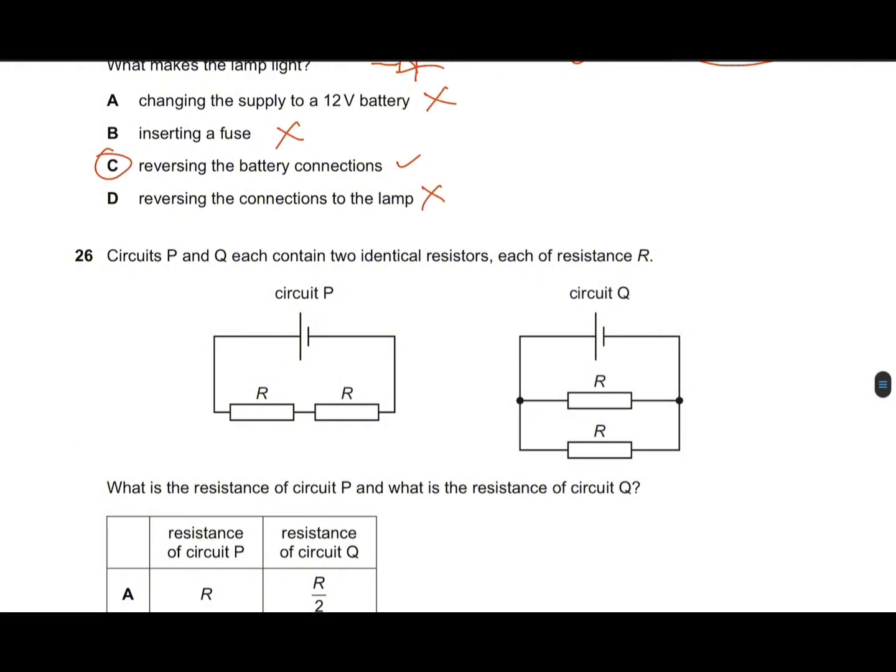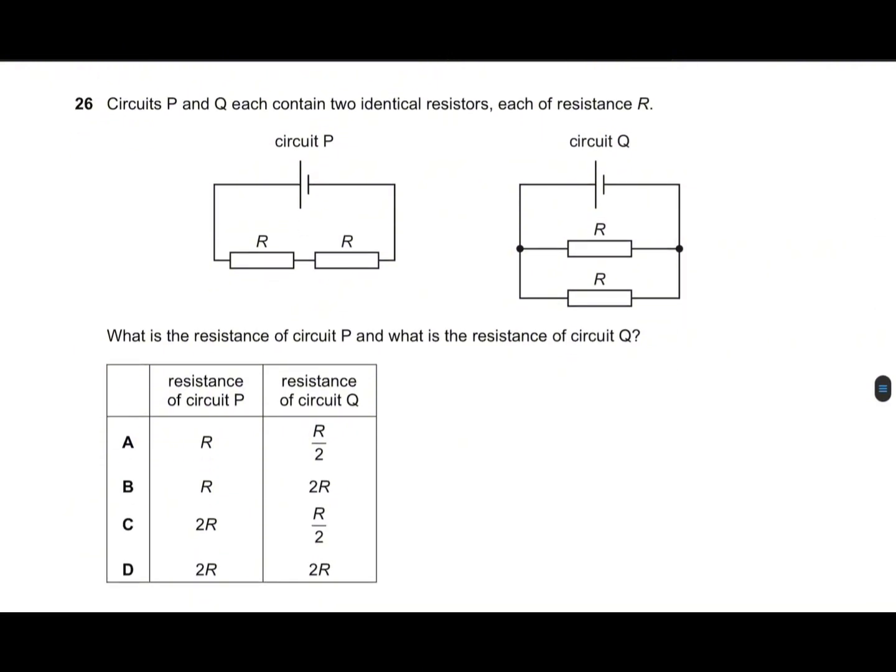Circuits P and Q each contain two identical resistors, each of resistance R. The R values are identical. All these are identical.